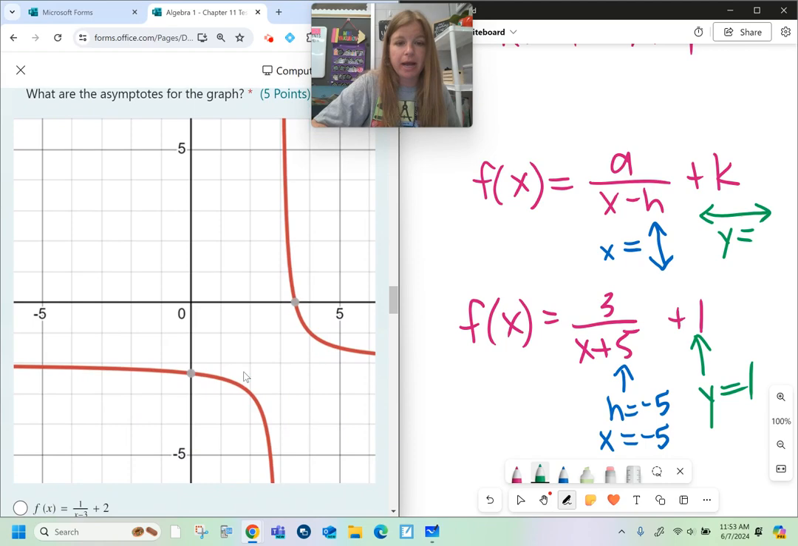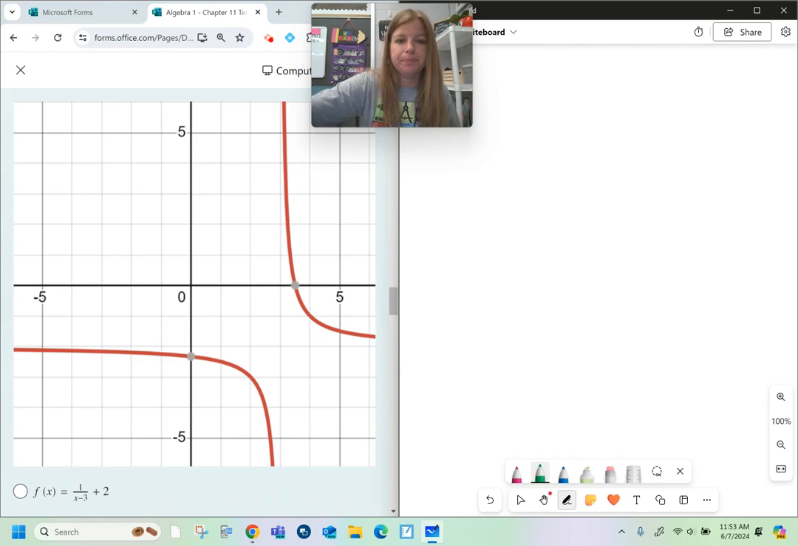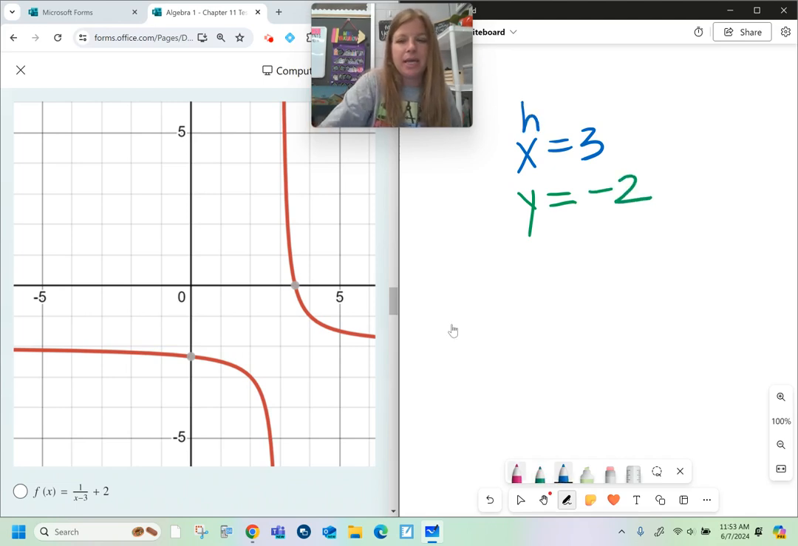When I show you a graph, I should be able to see my vertical asymptote. Okay, my vertical asymptote here. Now I need to find my asymptotes to be able to figure out my equation. So here I can see that my vertical asymptote is at x equals 3. X equals 3 is the vertical line that cuts right through. My horizontal asymptote is y equals, and I can see that this one would be negative 2. Now that really means that my h is 3 and my k is that negative 2.